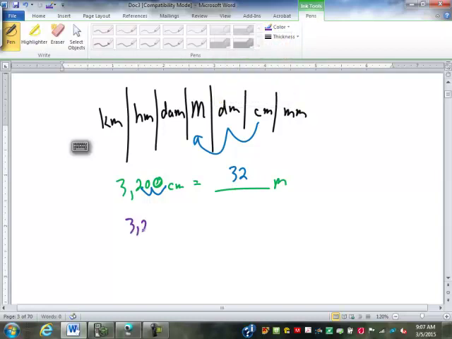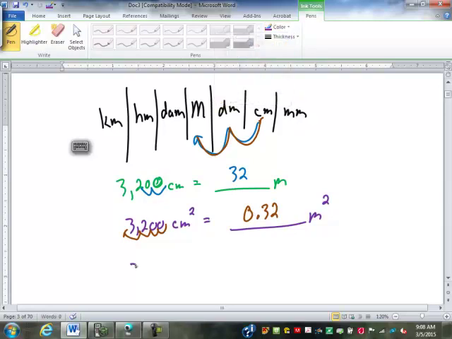But if it is 3,200 centimeters squared to meters squared, now every spot on the chart is not 10 anymore. What's 10 squared? 10 times 10 is 100. Every spot on the chart is going to be multiplying or dividing by 100. When you multiply or divide by 100, it moves the decimal point 2 spots. So it's still 2 spots on the chart, but the decimal point is going to go 4 spots. So you go 1, 2, 3, 4. That is 0.32 square meters.